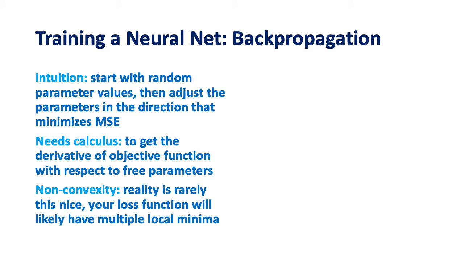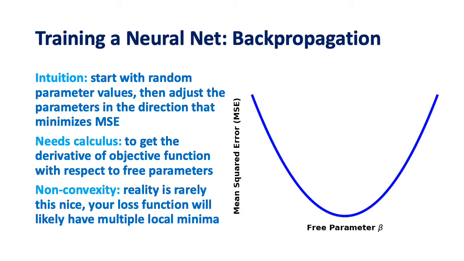The solution to this is known as the backpropagation learning algorithm, and the intuition is simple. You start with random parameter values, then adjust the parameters in the direction that minimizes mean squared error. Suppose you have a model that has a single free parameter, and suppose that this is what its loss function looks like. So for every value of the free parameter, this is the mean squared error that you get.